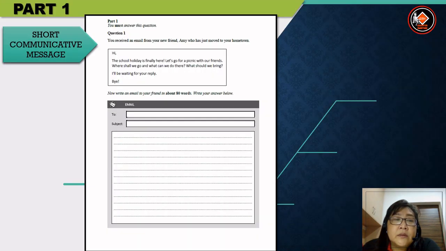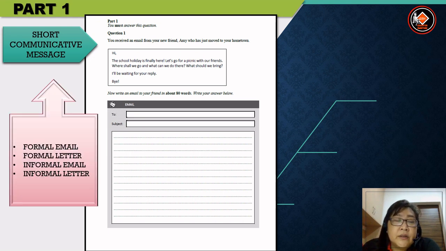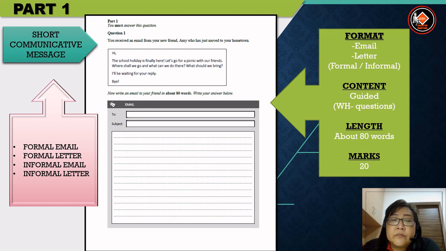Part 1, it is called Short Communicative Message. There are various types. For example, you have formal email, formal letter, informal email, and informal letter. The content is guided, where there are WH questions or there are WH sentences where you have to answer the task. Length is about 80 words and marks again 20.